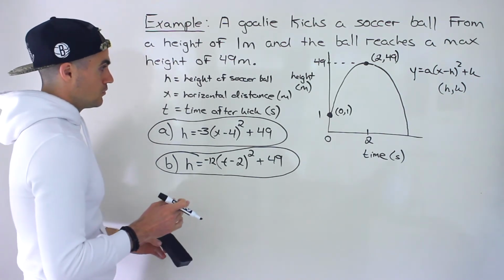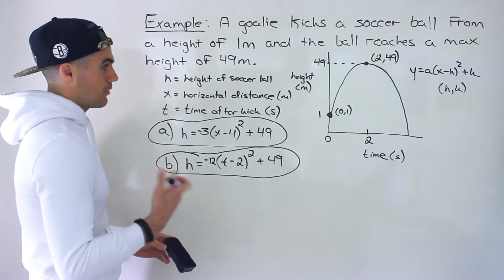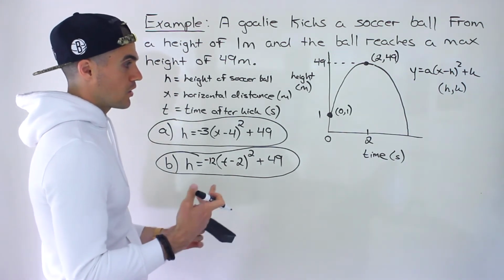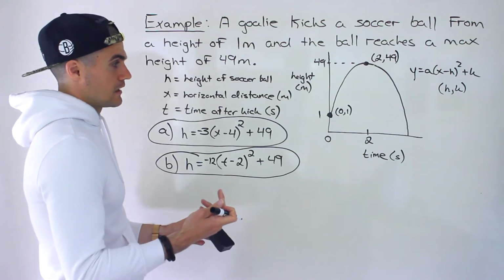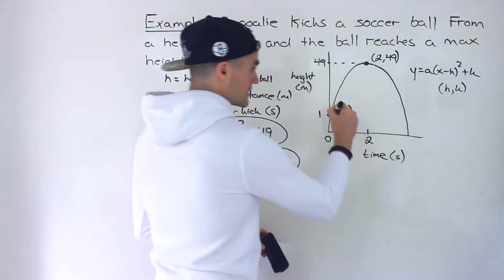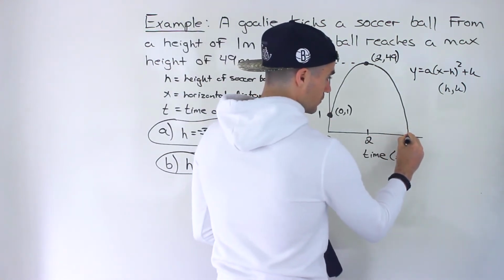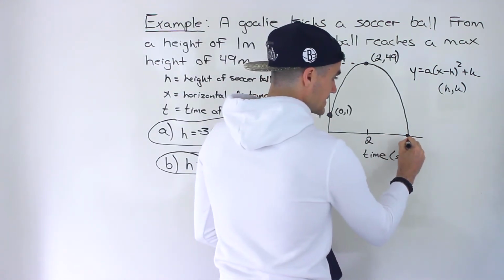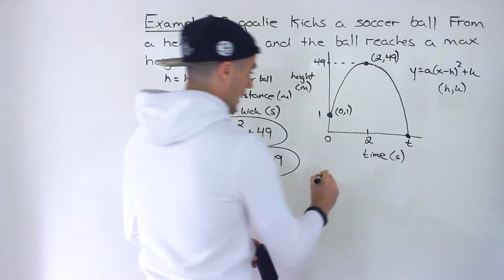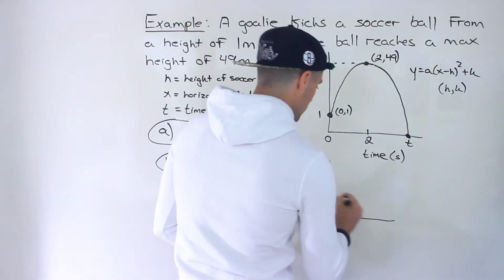So now what we got to do in part C is find the approximate time and horizontal distance that the ball is going to hit the ground. So notice that we have the time graph here. So what we're trying to solve for is this time over here. When is it going to hit the ground? And then also bringing that other graph back.